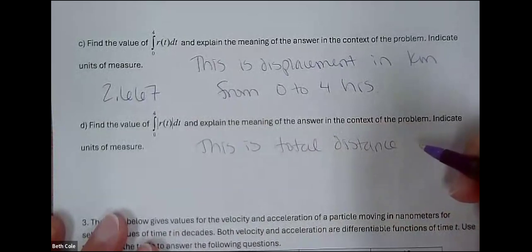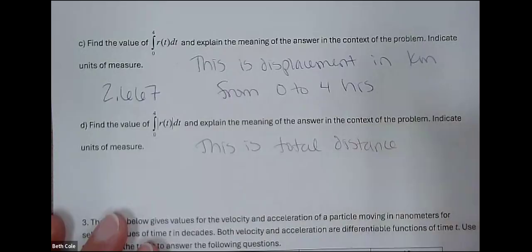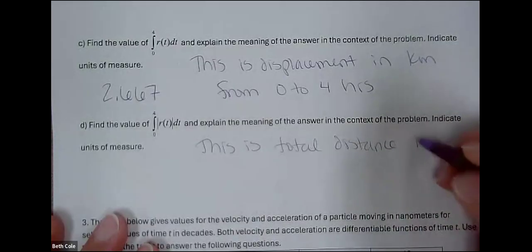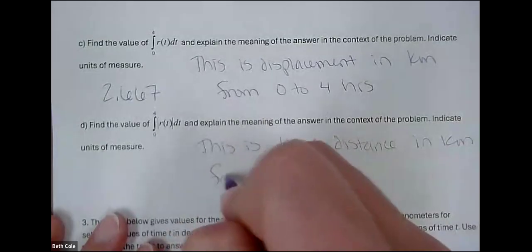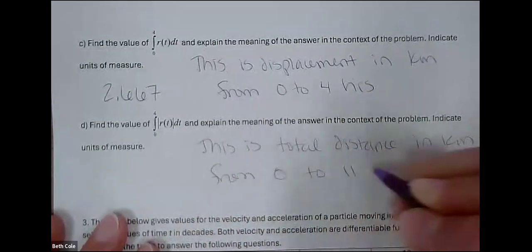Oh, no. Don't do that. Sorry. You can abbreviate distance, D-I-S-T, probably. You can get away with that. TD does not mean anything mathematically. That means touchdown. That's not a thing. All right. This is total distance in kilometers from 0 to 11 hours.